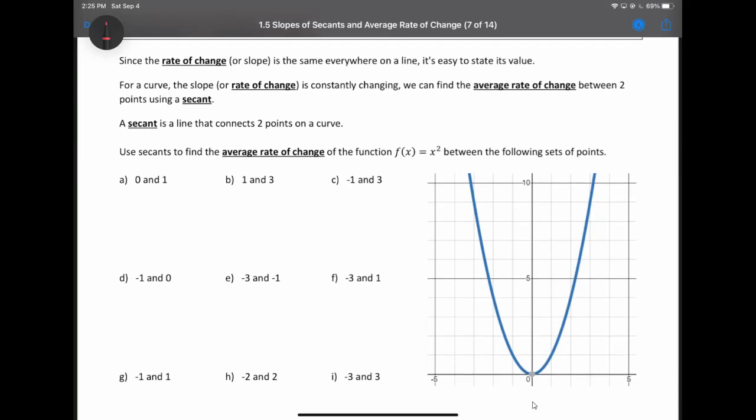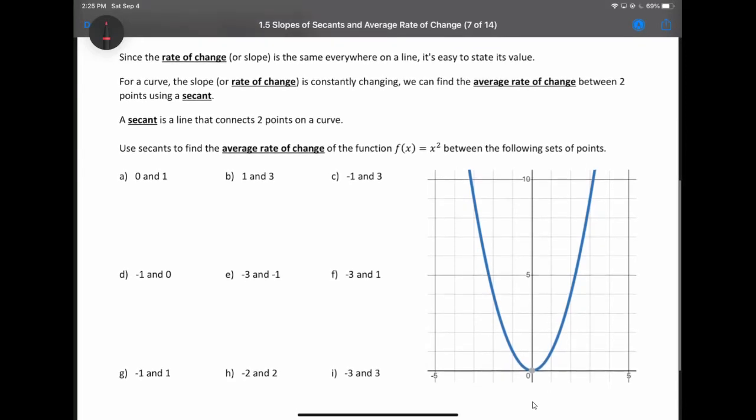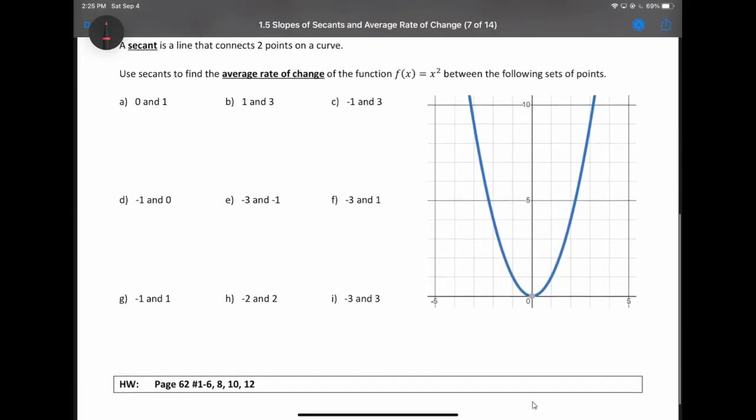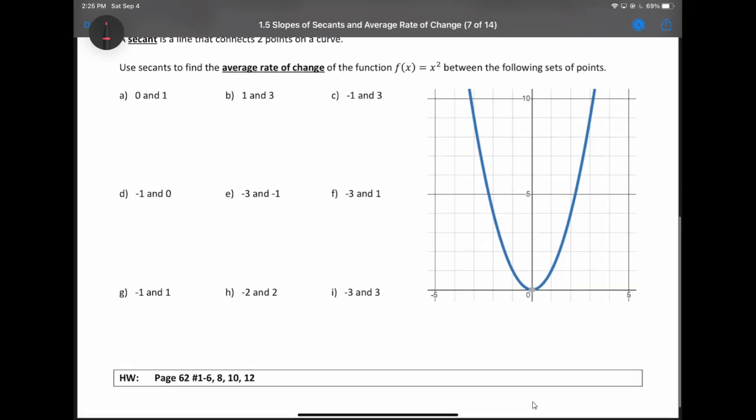There's a bunch of text there. You're welcome to read through it if you like. Otherwise, we're just going to kind of jump to the graph. And you'll notice that the homework thing's already on the bottom, which means we're already to the bottom of the page of this lesson. It's pretty awesome.